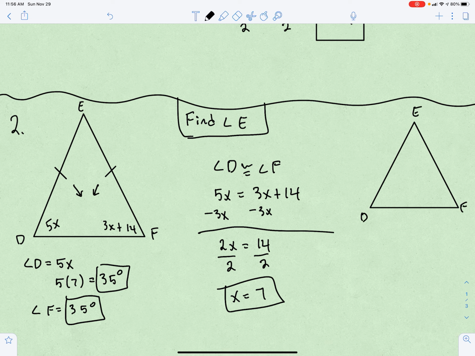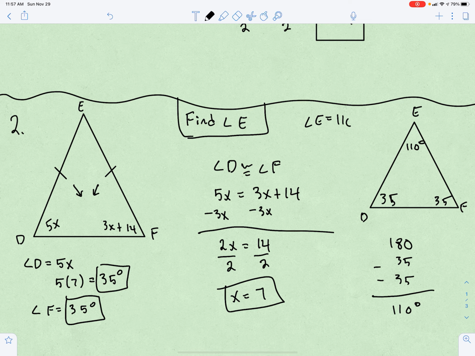and we know that this is 35, and we also know that this is 35. So if I want to find out what the third angle is, all I got to do is add those two up and subtract, because I'm trying to find out what the third angle is. I know the total has to be 180. So if I have 180 and I subtract 35 and subtract 35 more, that leaves us with 110, which would tell you what this third angle is. It's 110 degrees. So angle E is equal to 110.